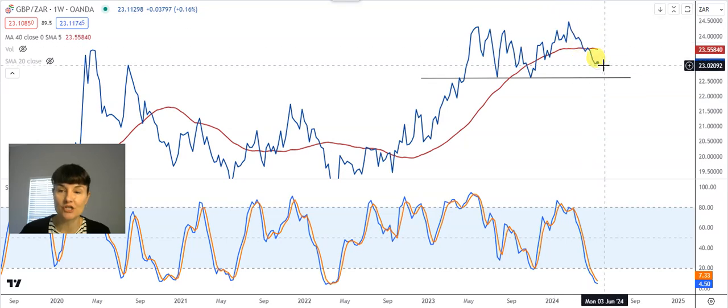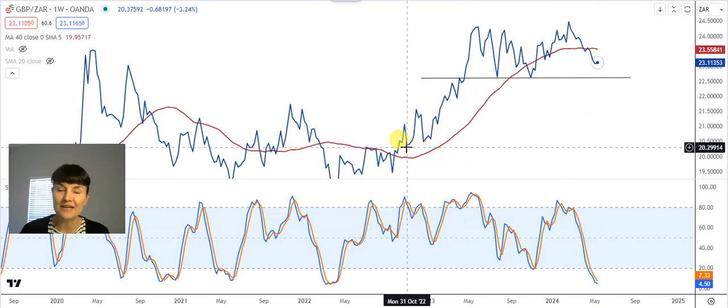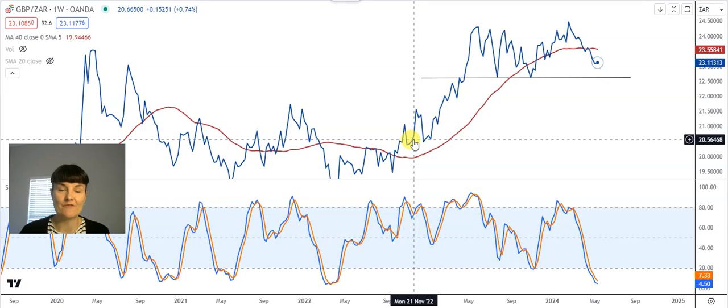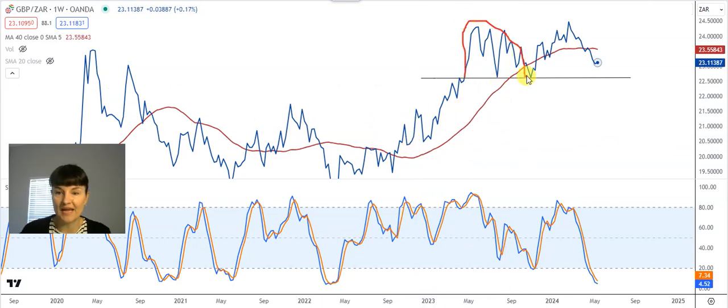Only when the Rand starts to consolidate above that red line again, the 40-week moving average, can I say that my expectation is a weaker Rand against the British pound. Now at the moment we are also seeing a double top formation, or some might even say, Christelle, this is a triple top formation. Why? Because it's got two touching points on a neckline.